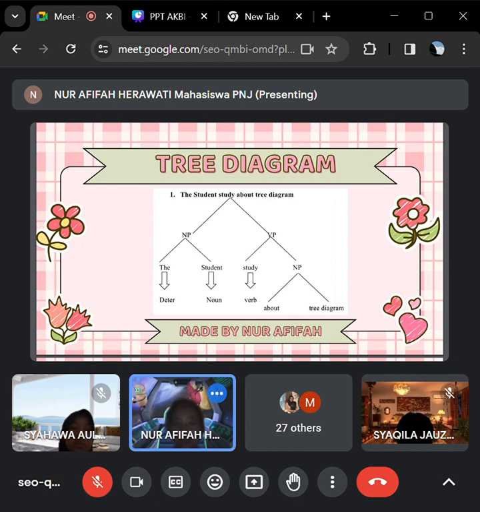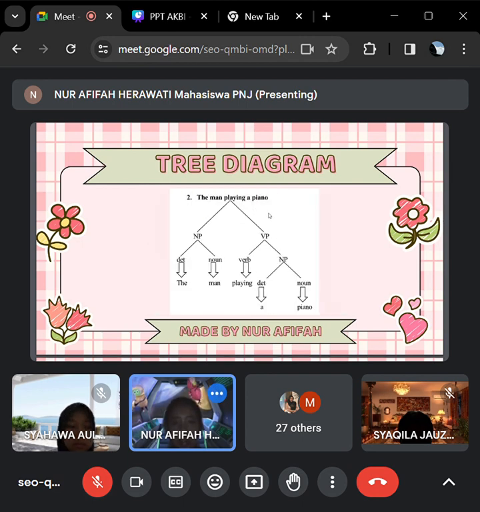So these are the tree diagrams made by me. The sentence is the student study about tree diagram. The is determiner. Student is noun. The student is noun phrase. Study is verb. About is preposition. Tree diagram is noun phrase. Study about tree diagram is a verb phrase. So the student study about tree diagram is a sentence.